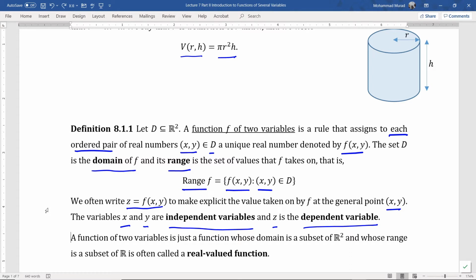A function of 2 variables is just a function whose domain is a subset of R2 space and whose range is a subset of R. It's often called a real valued function.